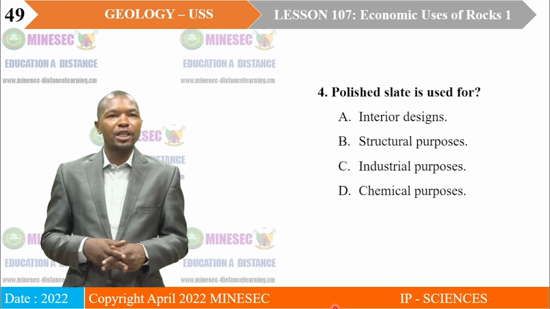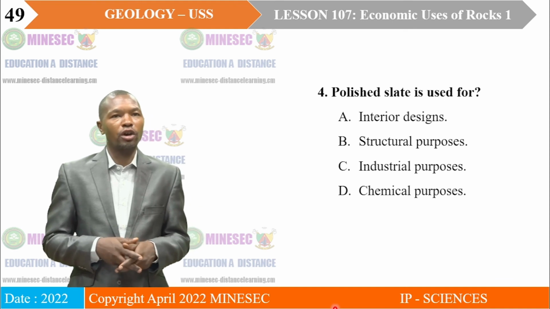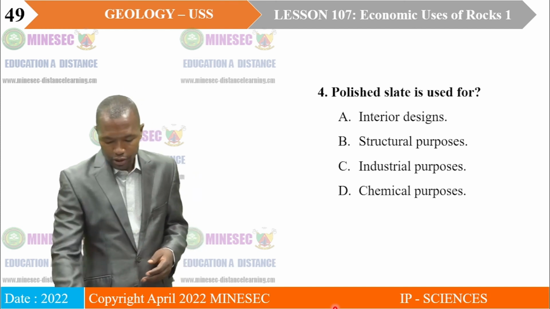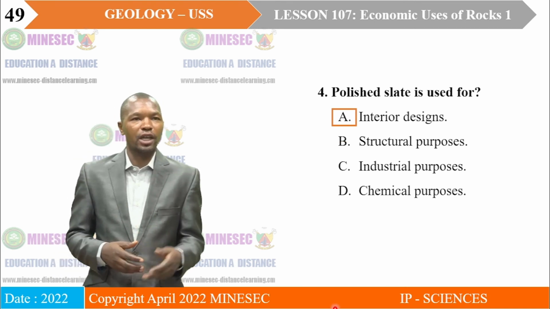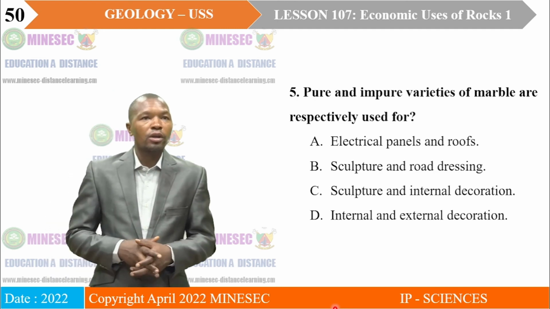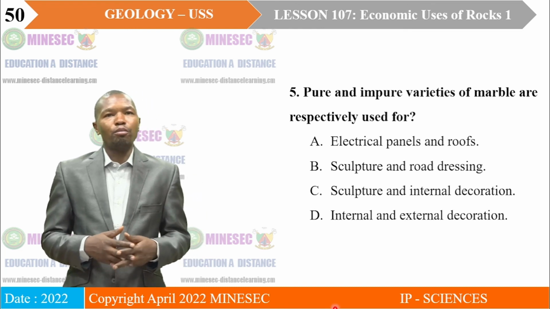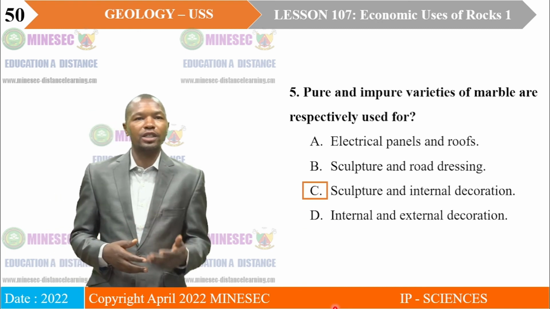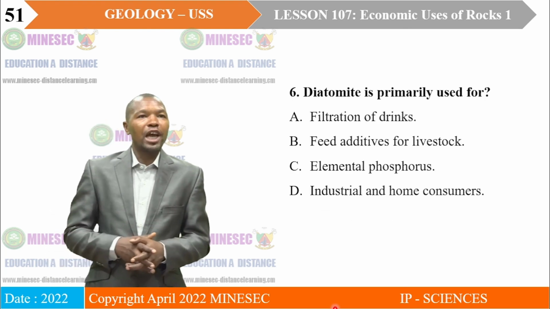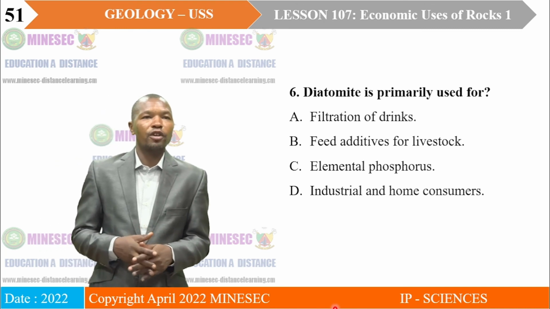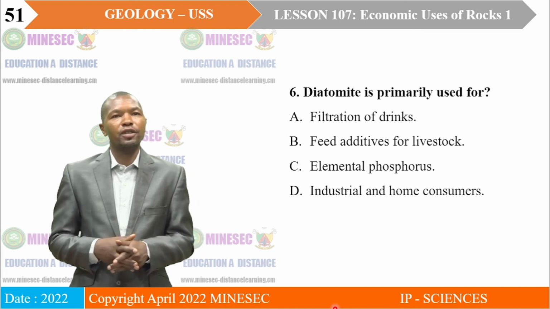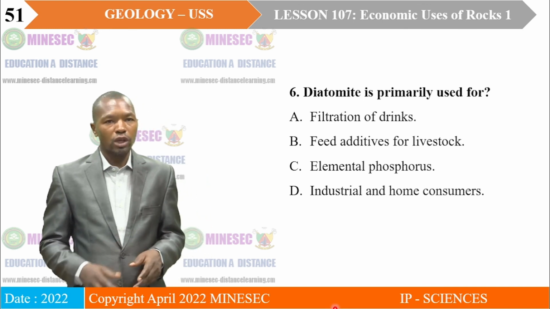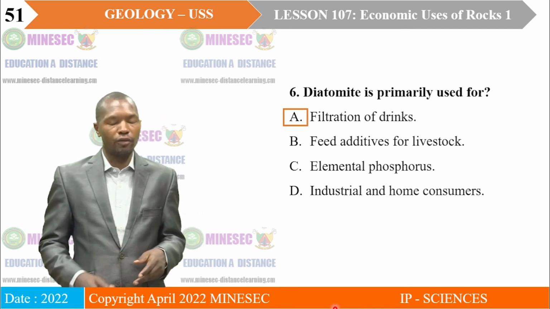Four: polished slate is used for A, interior designs, B, structural purposes, C, industrial purposes, D, chemical purposes. Correct answer is interior designs. That is why it takes the polished nature. Five: pure and impure varieties of marble are respectively used for, correct answer is C, sculpture and internal decoration. Six: diatomite is primarily used for A, filtration of drinks, B, feed additives for livestock, C, elemental phosphorus, or D, industrial and home consumers. Correct answer is A, filtration of drinks.